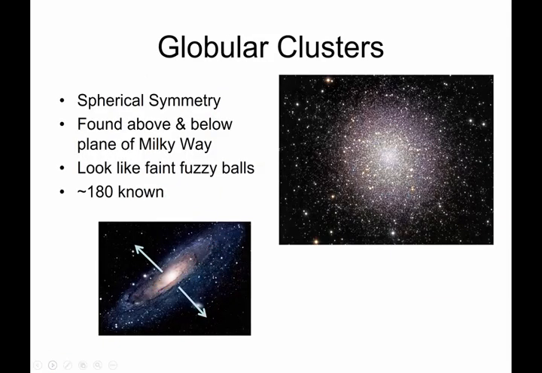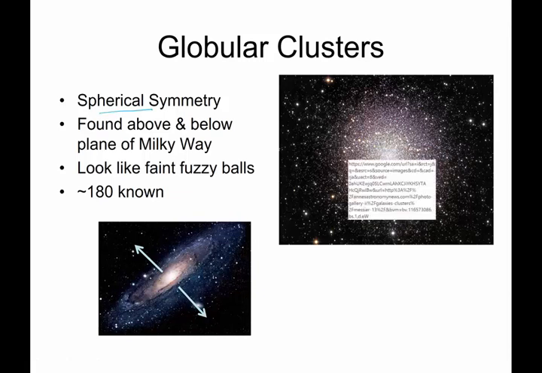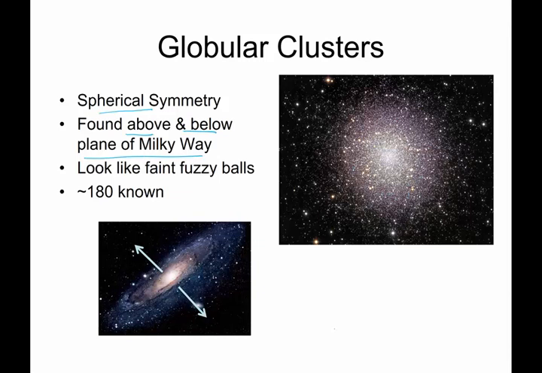The second kind of star cluster is called a globular cluster. Globular clusters are absolutely stunning. They're very, very symmetrical. They have a tendency to look like loosely held together snowballs. Very, very bright, lots of pretty little sparkles everywhere. And they're found in a different spot. Globular clusters tend to be found above and below the plane of the Milky Way.